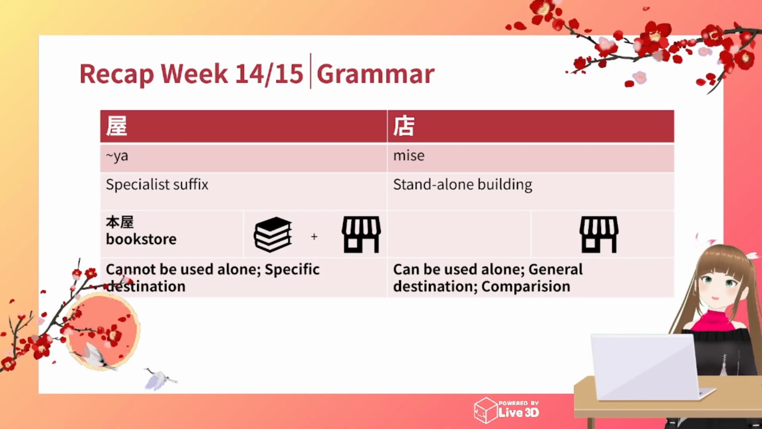Ya is a suffix. You add ya when you talk about a shop with a specific orientation. For example, bookstore would be honya, a compound of the kanji for book and the store suffix. Other examples would be hanaya for florist or panya to refer to a bakery. Important is that you cannot use ya standalone. It always needs another kanji.